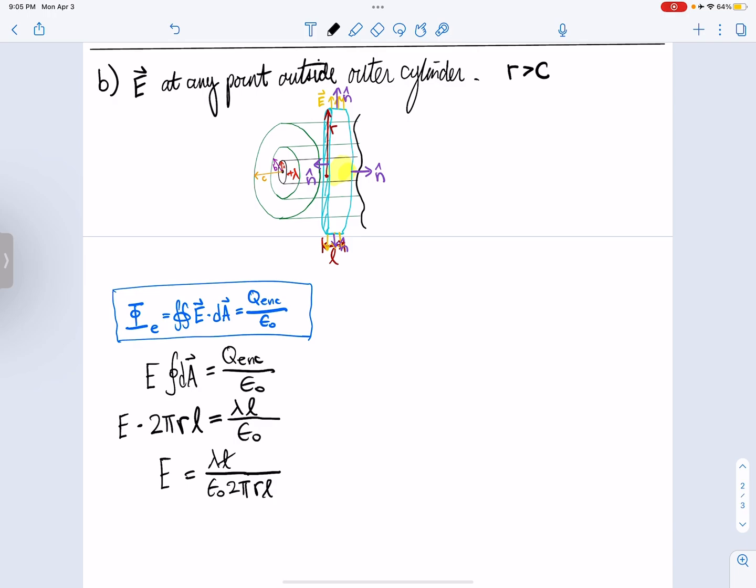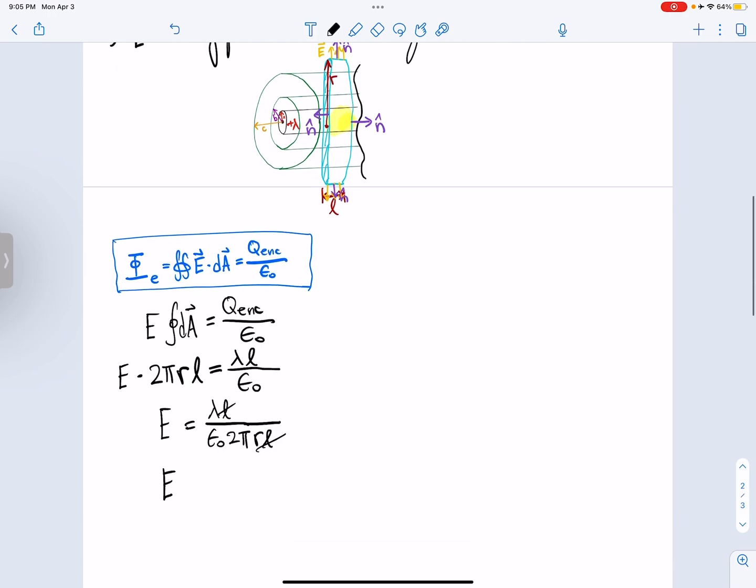Okay, and we'll cancel out the L's. So our electric field at any point outside of the outer cylinder, when the distance r is greater than c, is equal to lambda over epsilon naught 2 pi r. And that's the final answer for part B.